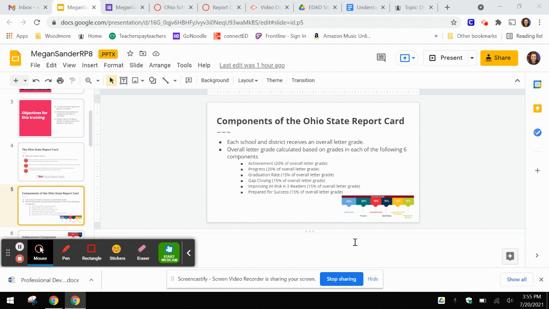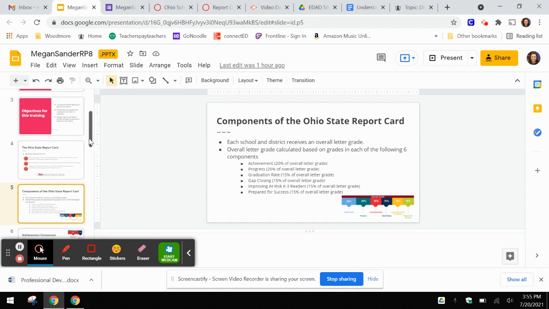And this is where I, as a second grade teacher, got excited, because I realized that I could affect a specific component within the report card. So if that sounds like you, if you're a third grade teacher or below, this component is really going to be important to you. And the last component is prepared for success, and that is also 15% of the overall letter grade.